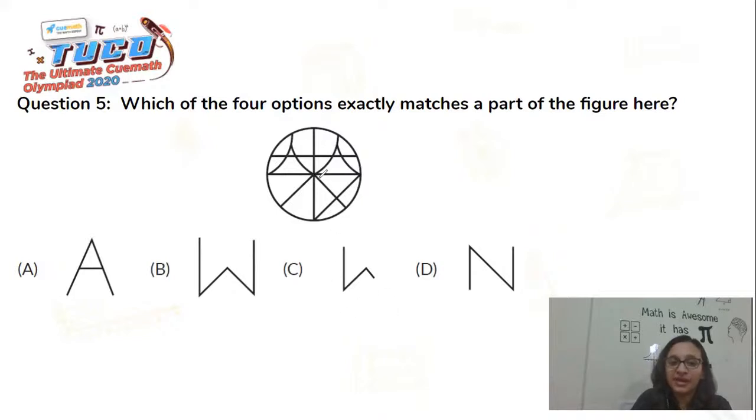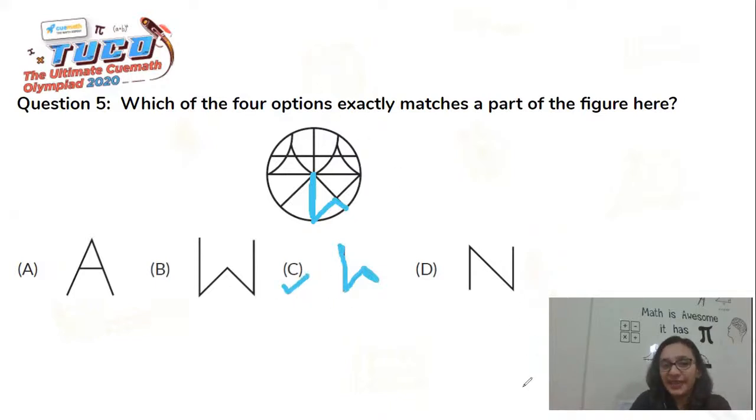Coming to option C, we have a vertical straight line, then a slant straight line going up a bit and then coming down. So it's exactly the same way the part is given in option C. So option C can be one of the correct answers.